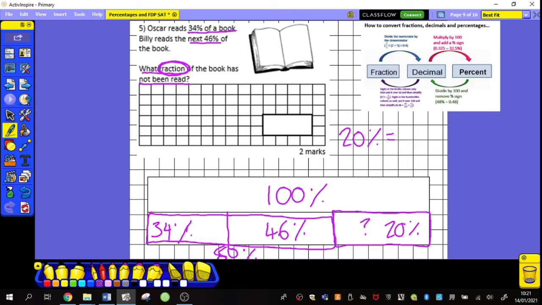So let's have a look. To get from a percentage to a decimal, I divide it by 100 and remove the percentage sign. So 20% is 0.2. And then to get from the decimal to the fraction, if I have a decimal digit only in the tenths, I'm going to put it over 10. So that must equal 2 tenths. Now in year 6, that wouldn't get me the mark because I need to simplify. I know I can divide the numerator and denominator both by 2 to get me 1/5. So the fraction of the book that's not been read is 1/5.